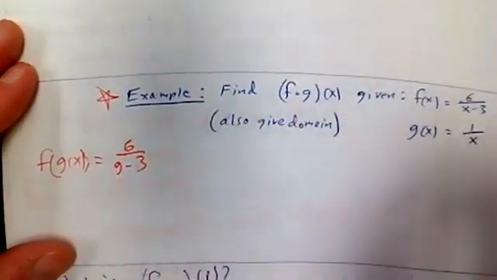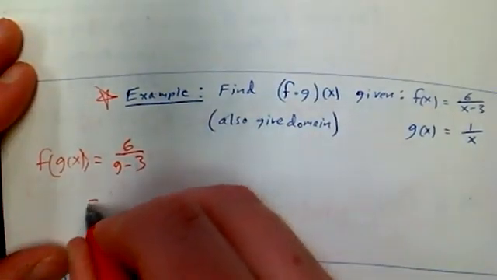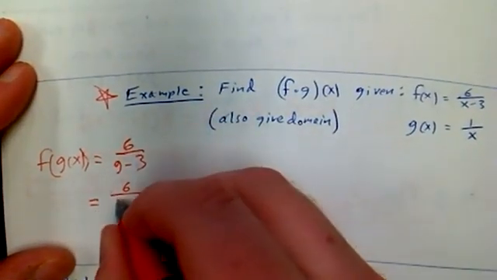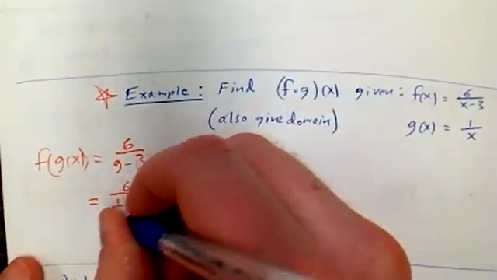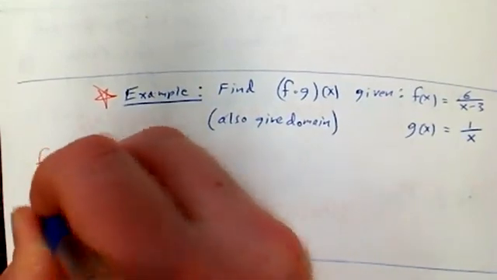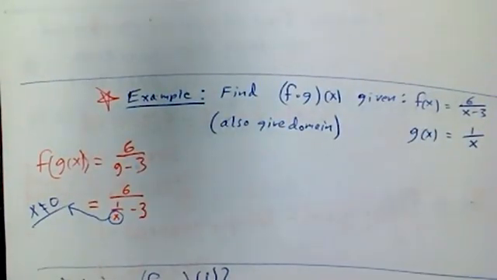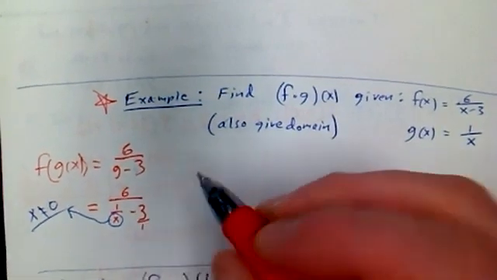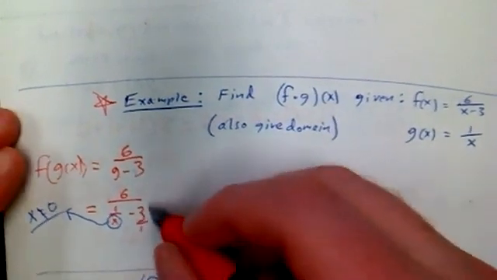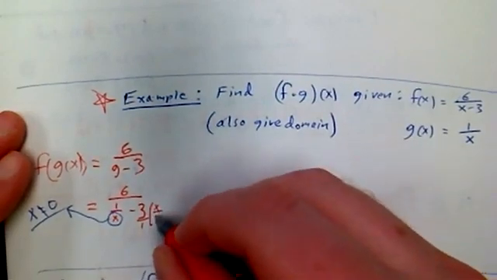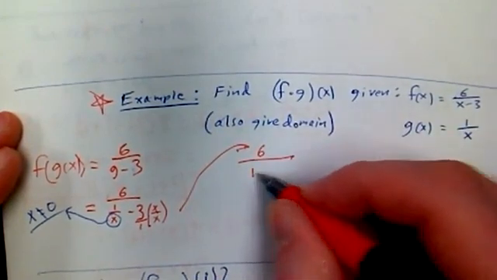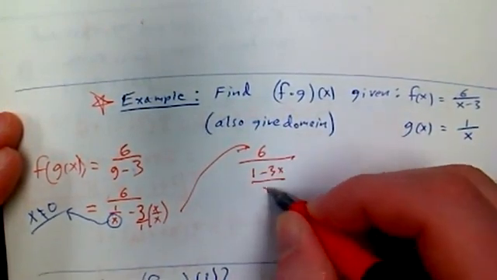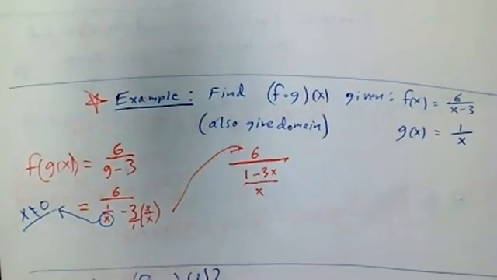So then that is going to be 6 over whatever g is, 1 over x minus 3. And what I want you to do at this point is to realize, oh, x cannot be equal to 0. We're going to keep track of that. Okay. Now, normally right here, I like to get common denominators. So I'll do that, and I'll tweak this one. So that'll get me to here. So I have 6 over, this is going to be 1 minus 3x over x. Okay. So I've already seen x cannot be equal to 0.